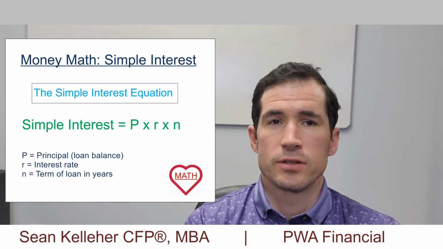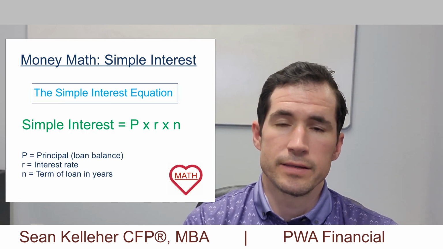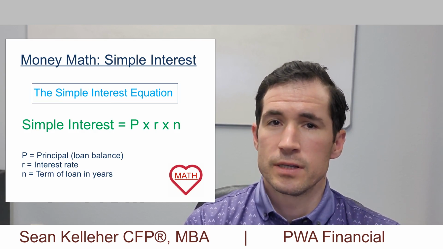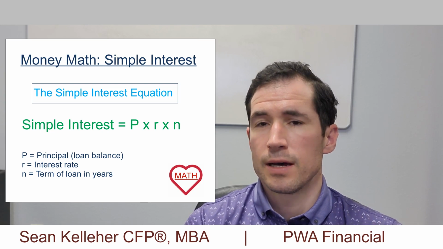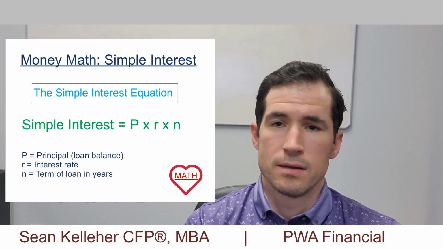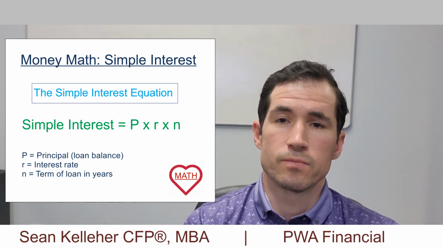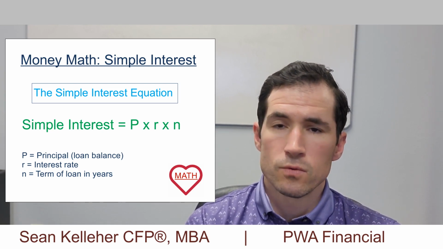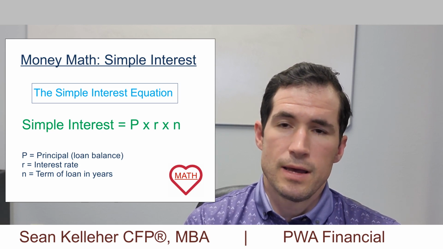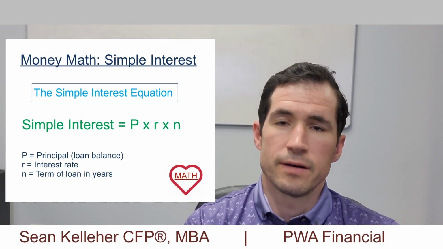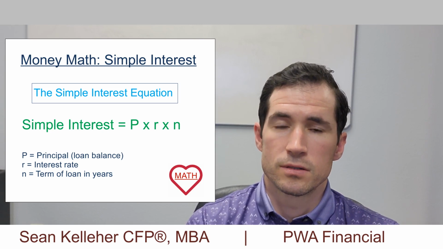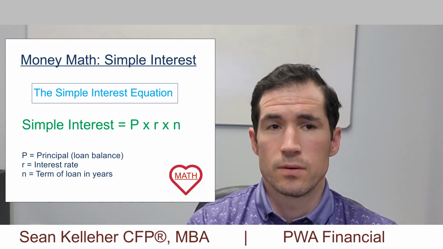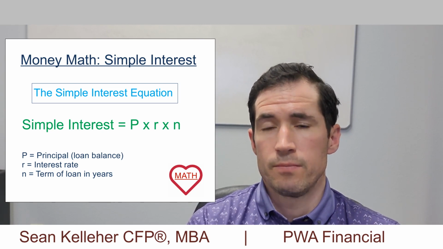Now, for all the math lovers out there, let us look at the equation to calculate simple interest. Simple interest equals P times R times N, where P equals principal, this is the loan amount, R equals the interest rate, and N equals the term of the loan in years. The higher the interest rate and the longer the term of the loan means that you will pay more in interest.